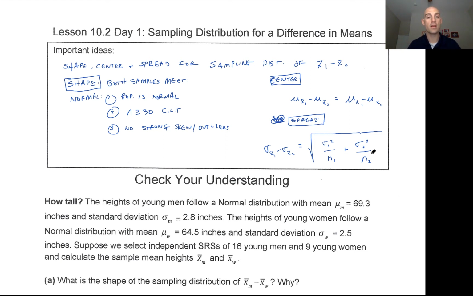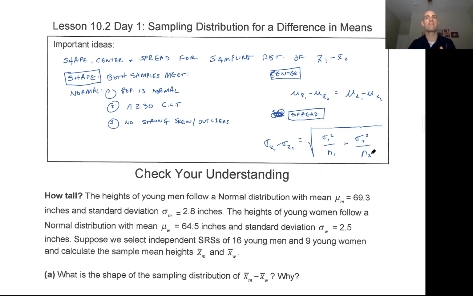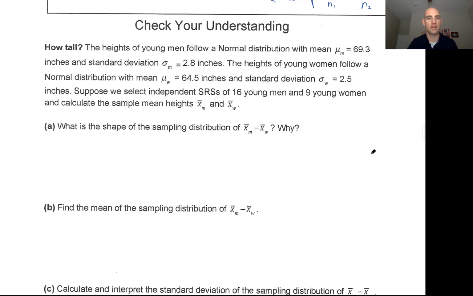So that's the basic gist of it. This should look very familiar to you, right? So we're assessing normality, so checking those normal conditions. Then we're going to find the center by taking the difference in the means, and then we're going to find our spread by finding the standard deviation for two samples for a difference in means here.